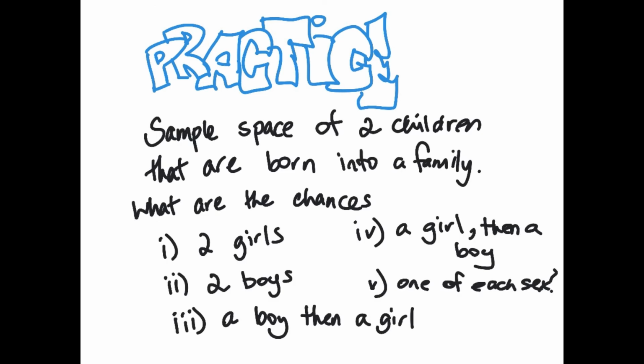Now I'd like you to have a practice with the following example. So here is your question. Two children are born into a family. What are the chances of two girls, two boys, a boy then a girl, and one of each sex? Have a go at this practice question. Good luck.